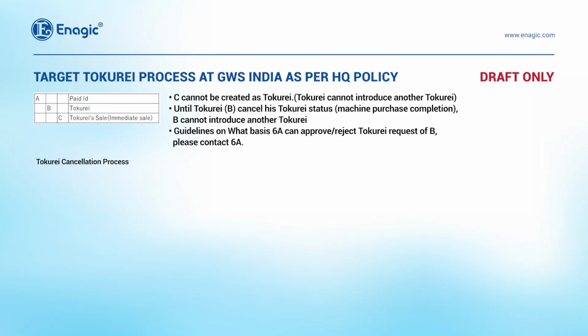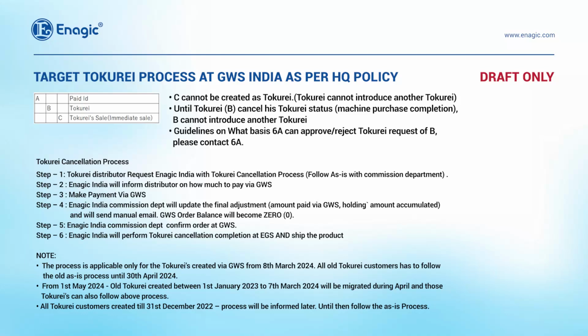Tokure cancellation process. Step 1. Tokure distributor requests ENAGIC India for Tokure cancellation. Follow as is with commission department. Step 2. ENAGIC India will inform the distributor how much to pay via GWS. Step 3. Make payment via GWS. Step 4. ENAGIC India commission department will update the final adjustment amount paid via GWS.